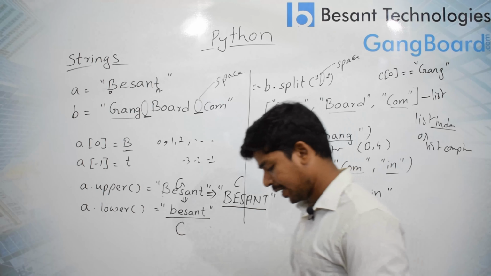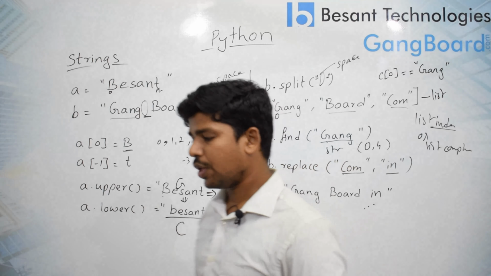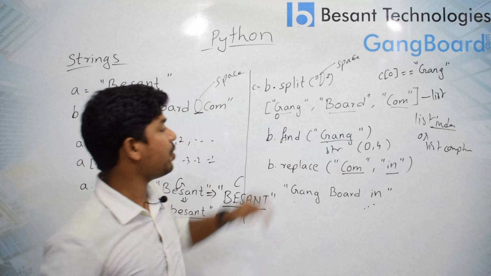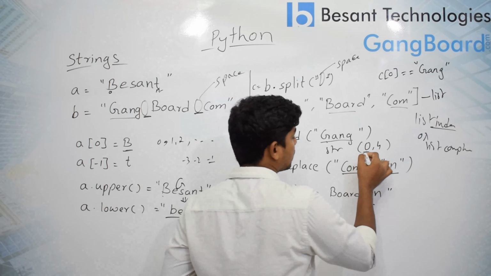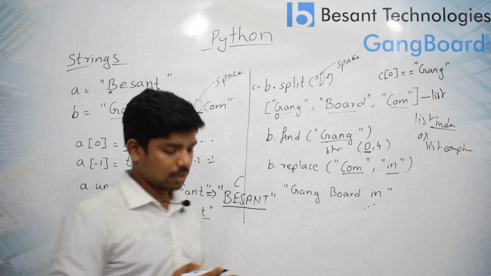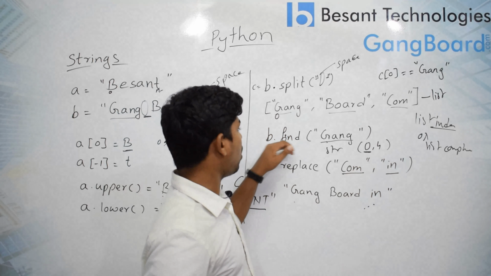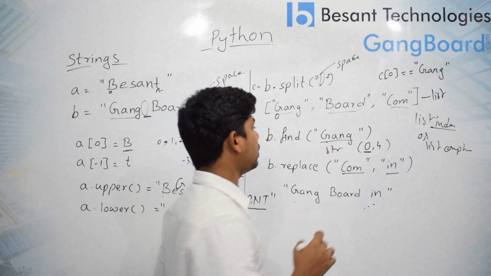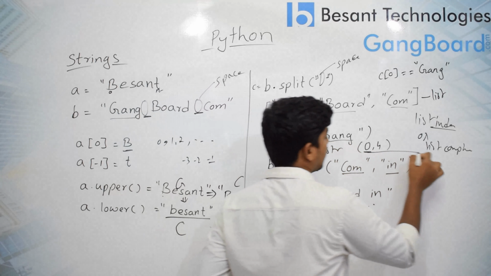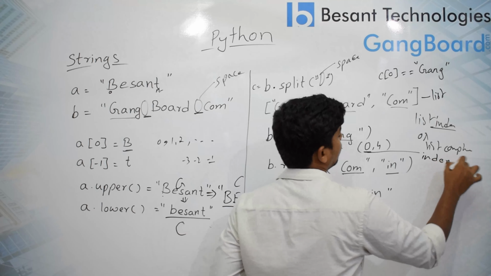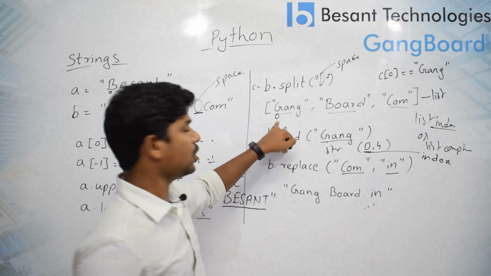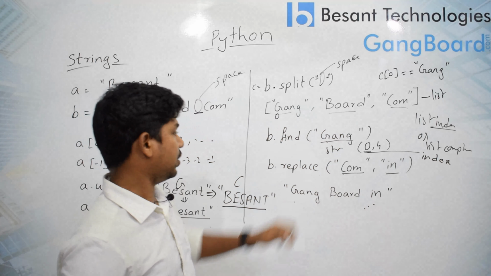Then we have find. In order to check whether a certain word is there or not in a string, we can use find. It will give you the position where the word starts. So b.find of gang will give you the position, index 0. That means gang starts from the 0th position and continues.